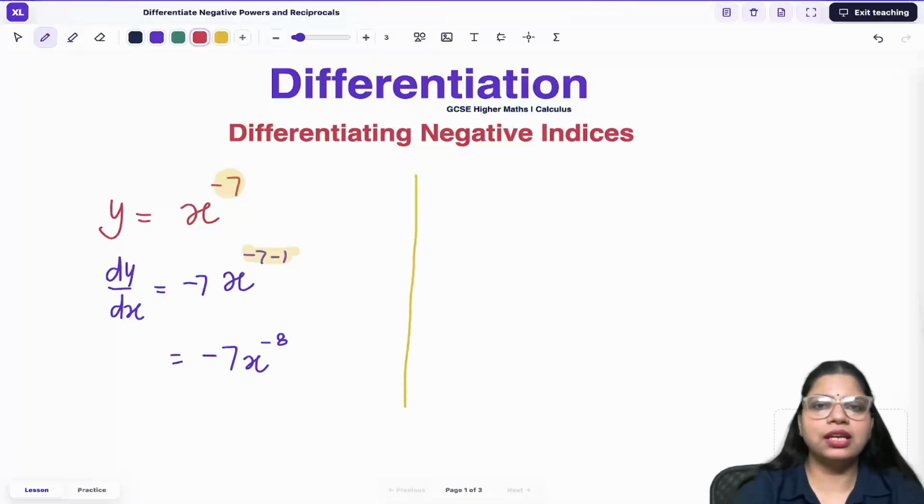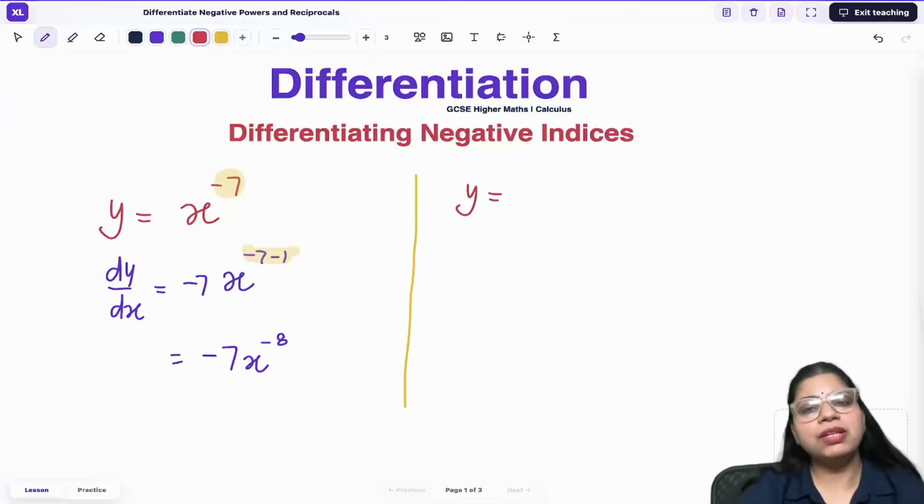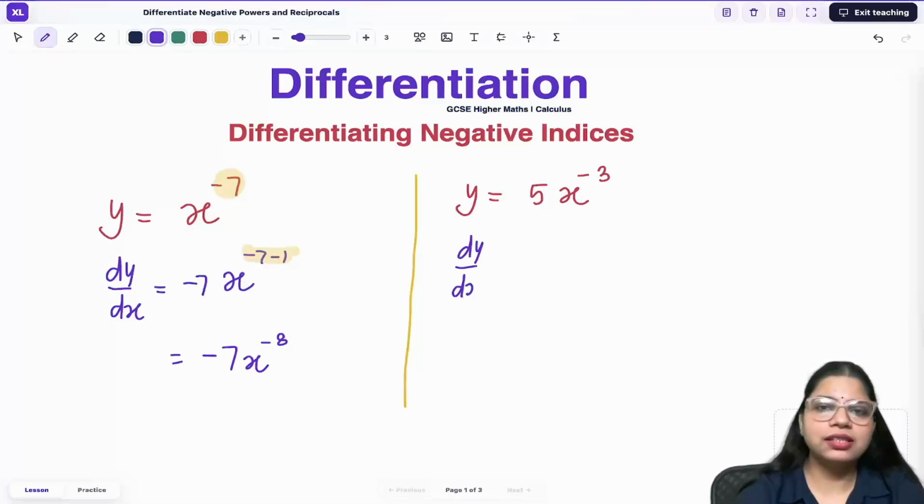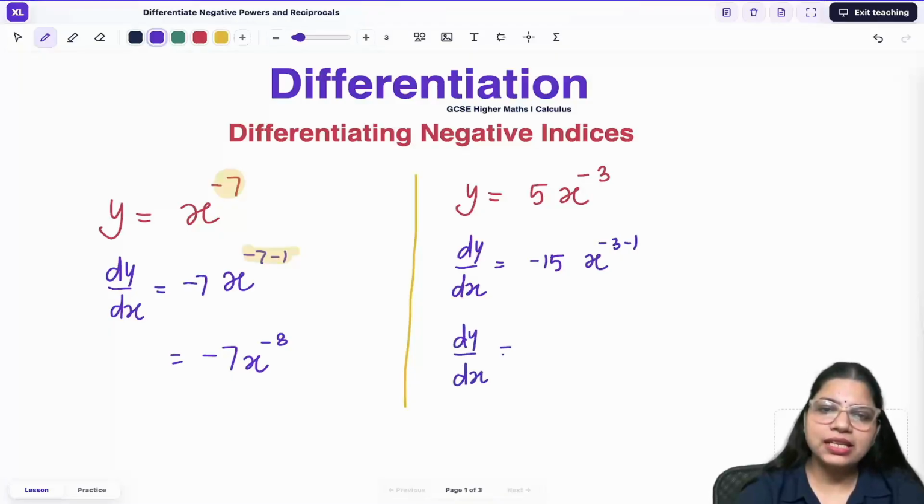Next question is y equals, maybe this time if I add a coefficient, 5x to the power of minus 3. How would you do that? So dy by dx is just multiply the indices and the coefficient. The indices and the coefficient multiply together to give us minus 15, and reduce the indices by 1. The final answer comes to minus 15 x to the power of minus 4.